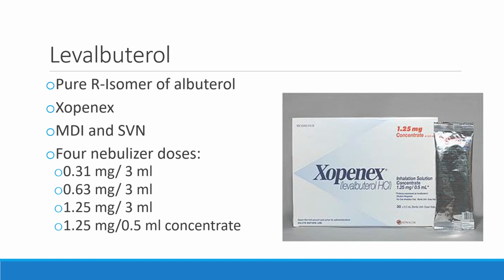Levalbuterol, right? This is that other one. This one is the pure R isomer. Remember, albuterol also has the stereoisomers as well, but this one is just the pure R isomer, known as Xopenex, and it comes in an MDI or small volume neb. The nebulizer doses, there are 4 of them out there, and you might see many of these different ones. I know we've used the 0.31 in the neonate world quite a bit, 1.25 and 0.63 I've seen on the adult side quite a bit as well.